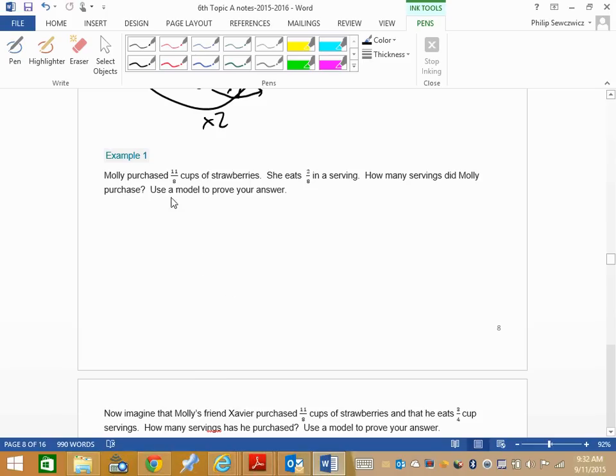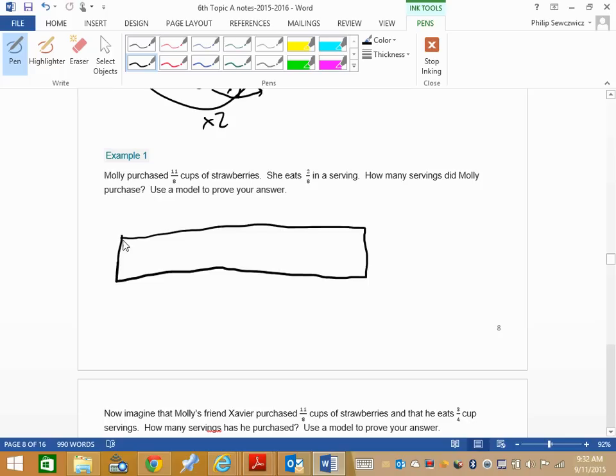We're going to skip example number 1. Actually, no, we're not. We're going to do this one. This goes off of what we did yesterday. So we're going to have 11/8 cups of strawberries, and we're going to get our visual for 11/8. I'm breaking it up into 8s, but I need 11 of them, so I'm just going to draw the 11 right from the beginning: 1, 2, 3, 4, 5, 6, 7, 8, 9, 10. And again, I need all 11 of them, so we're going to use all of them.